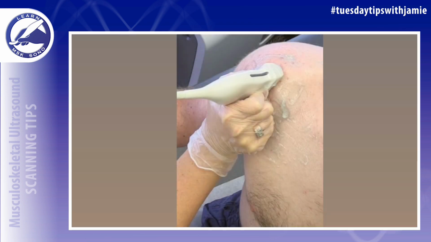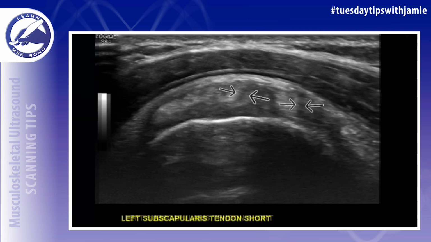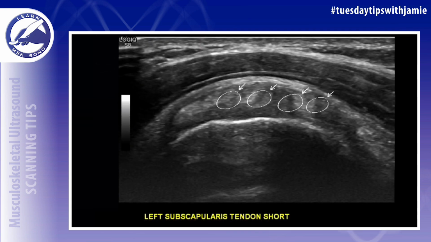In the short axis, it is normal to visualize vertical hypoechoic striations of muscle between the subscapularis tendon bundles where they attach to the lesser tuberosity. This is the normal appearance of the subscapularis tendon in this plane and should not be mistaken for pathology.